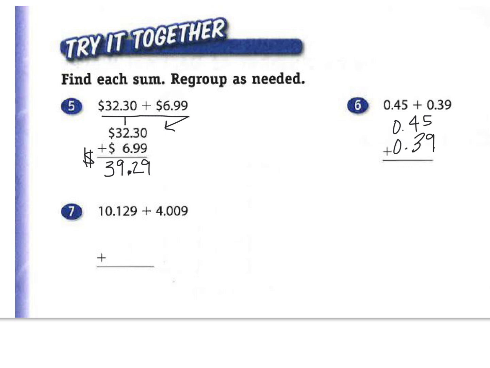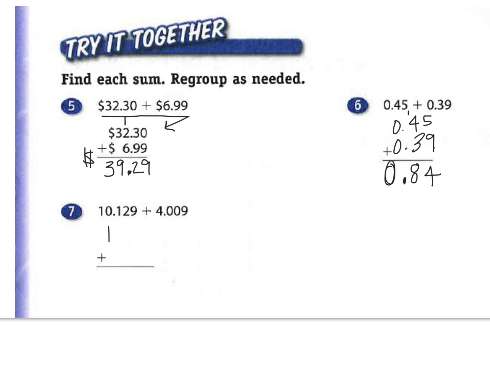Here we have 0 and 45 hundredths plus 0 and 39 hundredths. 5 plus 9 is 14. Carry that 1. Regroup it. 1 plus 4 is 5, plus 3 is 8. And then the decimal stays there, and we have no ones place. So 0 and 84 hundredths.